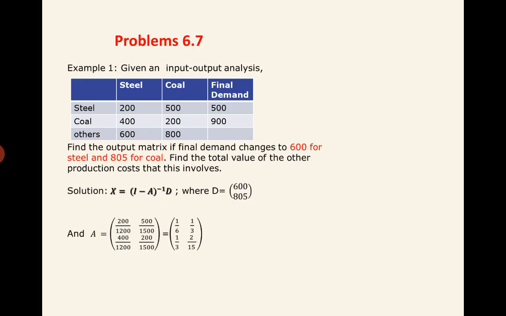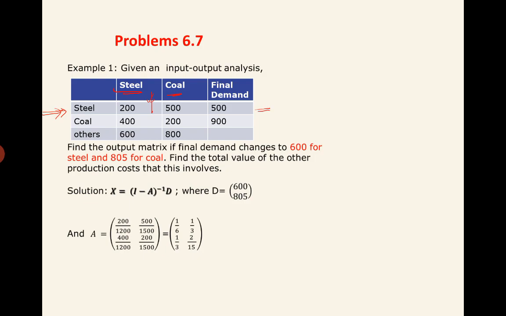Given an input-output analysis problem, read it carefully. There are two sectors given, steel and coal. We will solve only this problem, and the rest will be for your practice. Every sector appears in a column and in a row. The column is for the input of the steel sector, and this row represents the output of the steel sector.